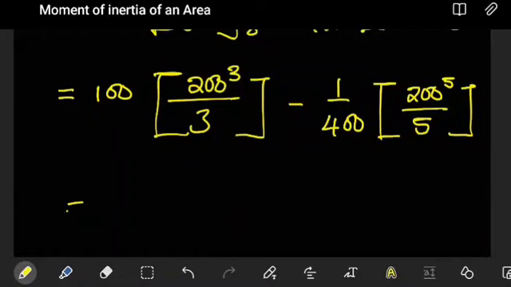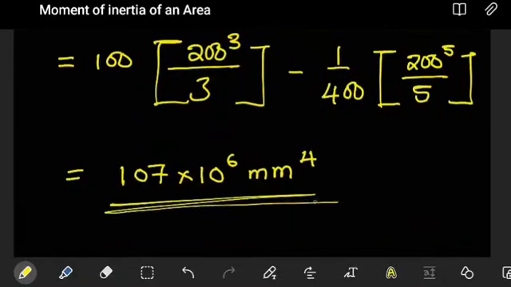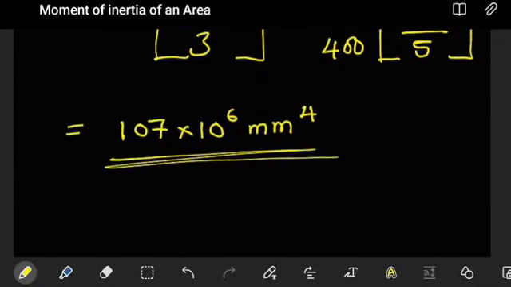Now you simplify this. This will reduce to something very, very big. So this is going to be 107 by 10 to the power 6. And don't forget the units. We were using millimeters. Those distances were in millimeters. So this is millimeter to the power 4. So this becomes the moment of inertia about the x-axis using that method.